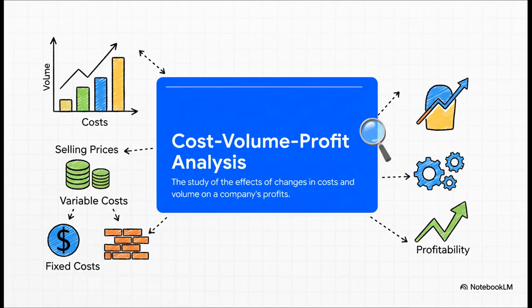At its core, it is a model that illuminates the interrelationships between several key variables: the volume or level of activity, the selling prices of products, the variable cost per unit, and the total fixed costs. By understanding these relationships, management can make more informed decisions about, well, almost everything that affects the bottom line.